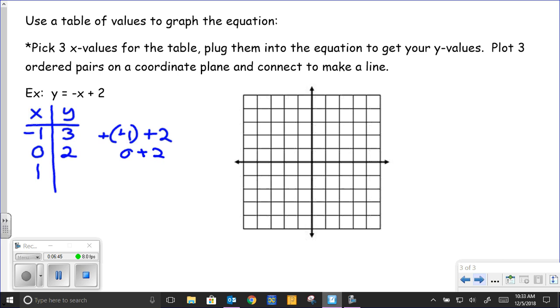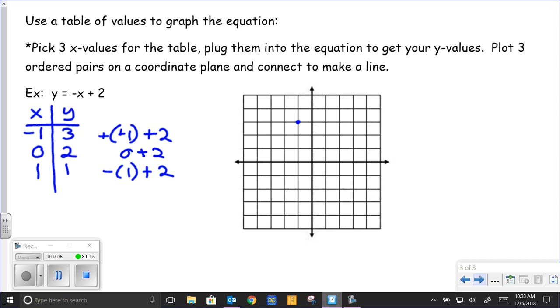Now I have a -1 as my x value, plus 2, and that's going to make it a -1 plus 2, which gives me 1. So there's my ordered pairs, and now I'm going to go ahead and graph those ordered pairs on my graph. So I have -1, 3, 1 to the left and 3 up, 1, 2, 3, and place a point right there. I have 0, 2.